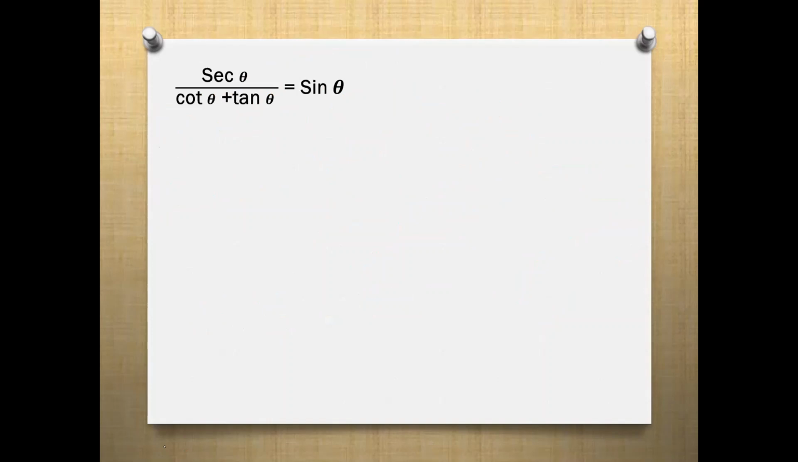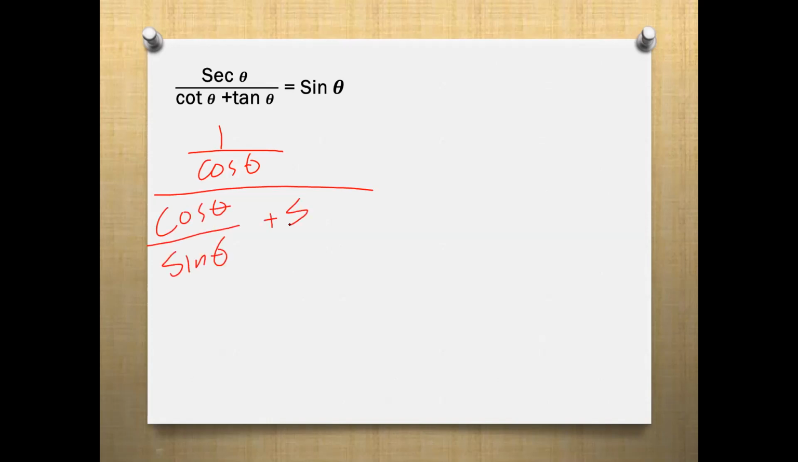Another example now, secant theta over cotan theta plus tan theta equals sine theta. I want to prove that secant over cotan plus tan equals sine theta. What do I have to do? The first step, secant, using the identities, it is 1 over cosine theta over cotan, using the cotangent identities, it is cosine theta over sine theta plus tan, which is sine theta over cosine theta.